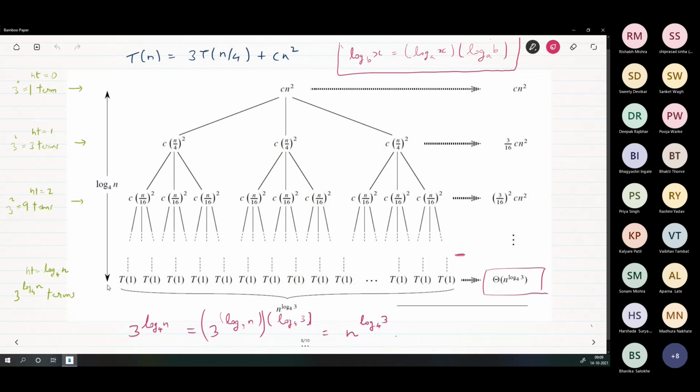So then from this tree, what we get is at the level log n to the base 4, we will get 3 to the log n to the base 4 many terms, copies of T of 1, and therefore this total cost is theta 3 to the log n to the base 4, which is equal to theta n to the log 3 to the base 4, because we want it in the form n to the something.